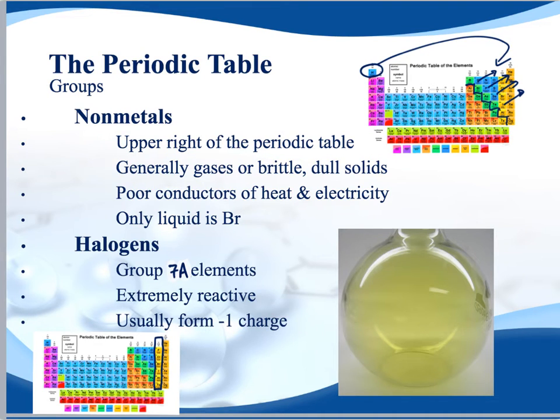And then there's a family within the nonmetal category that's got a special name. It's called the halogens. It's family 7A, so it's the second from the right. These are extremely reactive, so much like family 1A over here, family 7A is also extremely reactive. They tend to form -1 charges. These include fluorine, chlorine, bromine, iodine, and astatine, which exists a little bit. It's often radioactive, so it doesn't exist for too long.